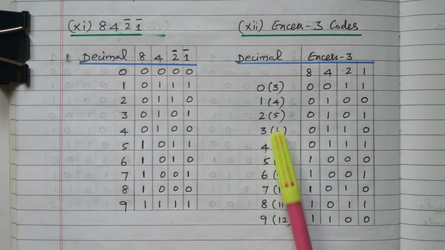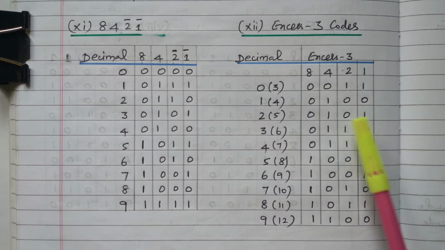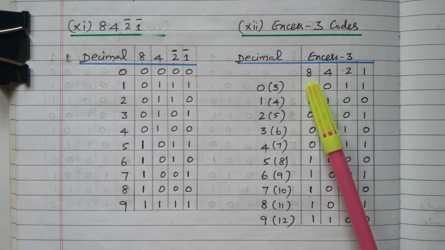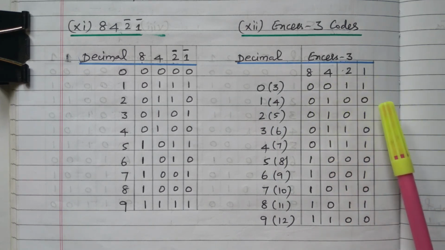For this excess code, we need to frame the binary code for the decimal. So this is the decimal number, this is the excess. By adding 3 we got a new value. For this new value we need to frame the binary code. It follows the 8421 pattern, right? So the first digit is 8, the second digit 4, the third digit 2, the fourth digit will be 1. According to the weightage we need to frame the coding.